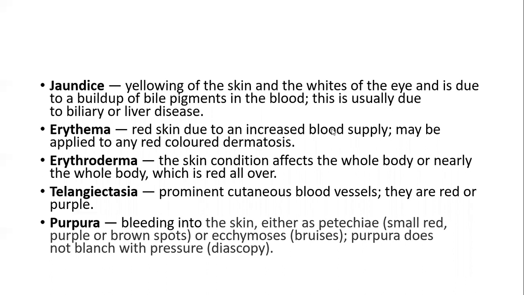petechiae. Petechiae are the small red, purple, or brown spots, and ecchymoses are large, bruise-like lesions. The typical feature of purpura is that, since it contains blood, on pressure, blanching or diascopy, the color will not go. So they will be non-blanchable. They can be palpable in vasculitis and non-palpable in simple purpuric diseases. So petechiae are small-size purpuras and ecchymoses are large bruises.